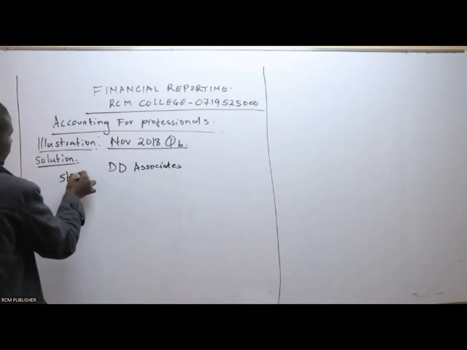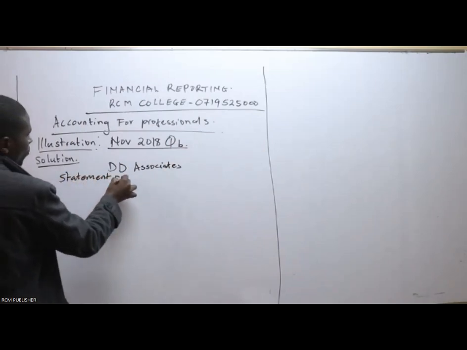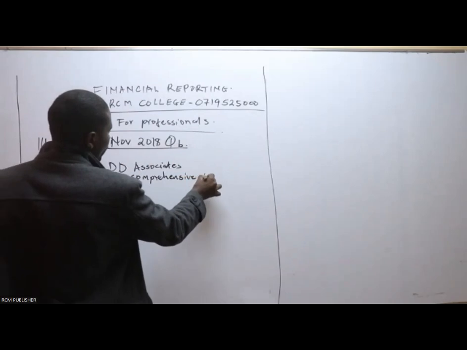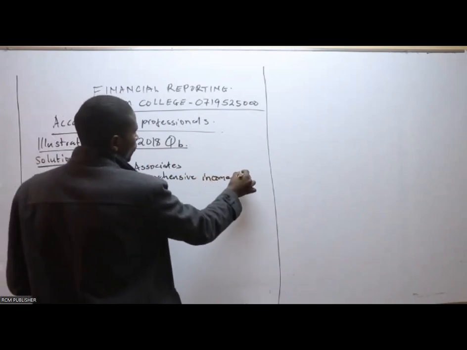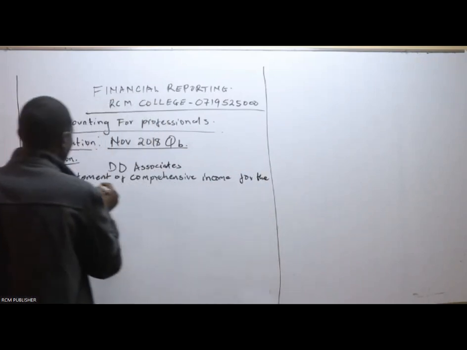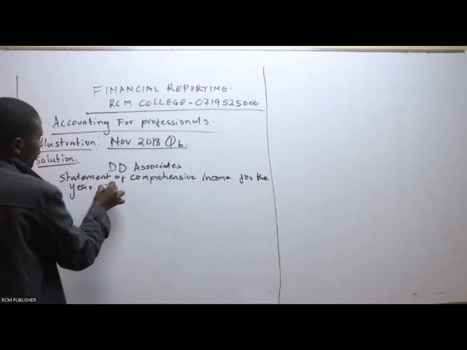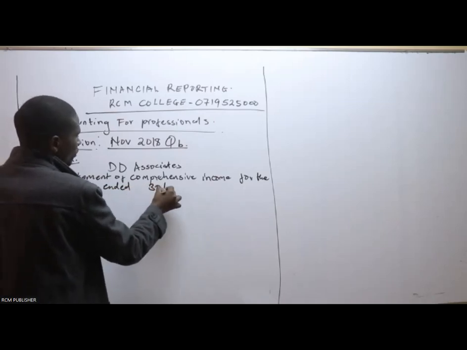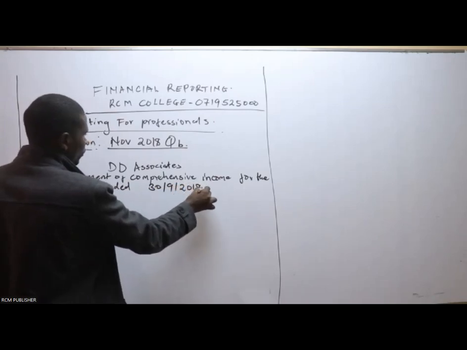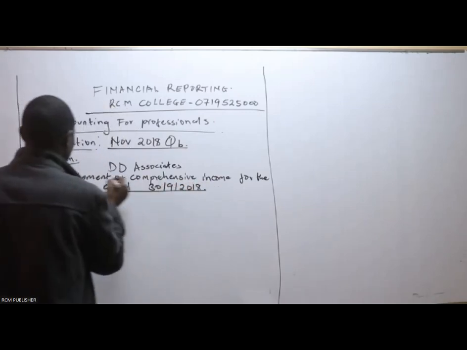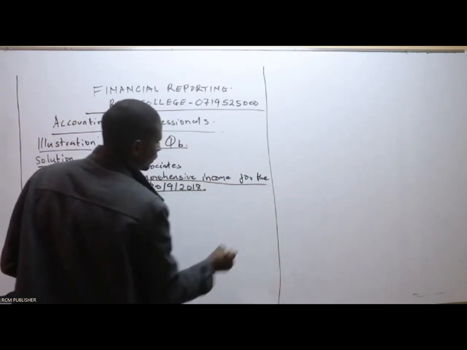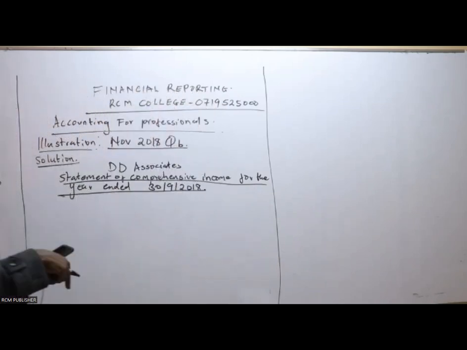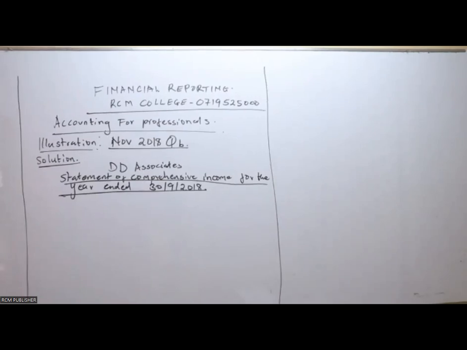Statement of comprehensive income for the year ended 30th September 2018. It is always good to make sure that you underline your heading.